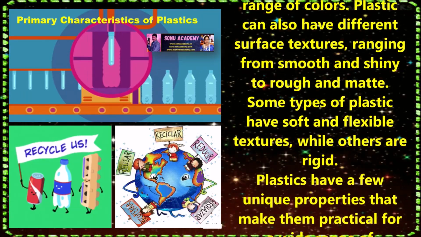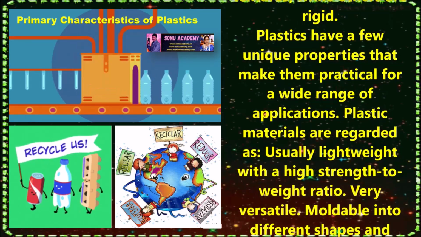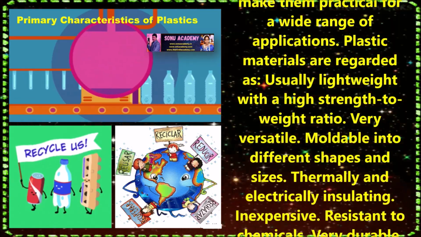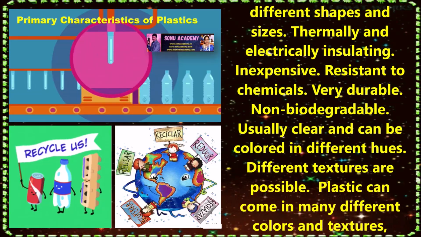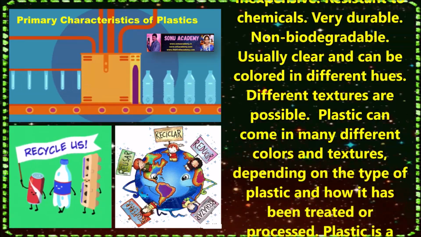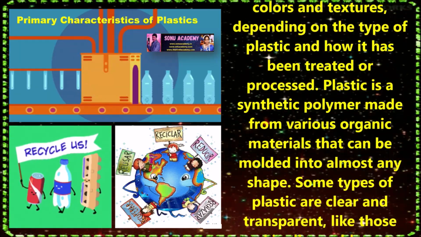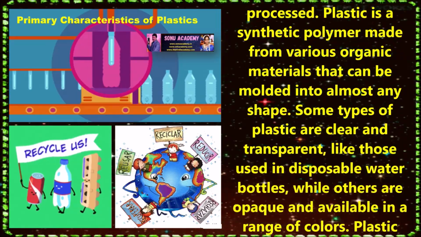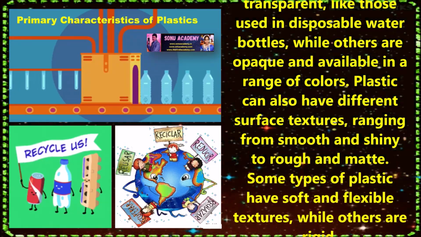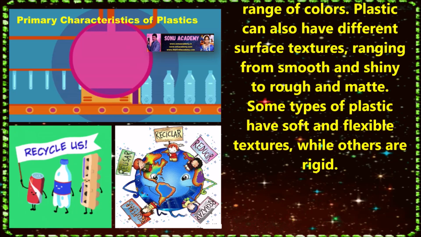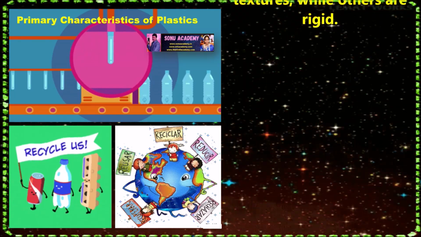Different textures are possible. Plastic can come in many different colors and textures depending on the type of plastic and how it has been treated in processing. Plastic is a synthetic polymer made from various organic materials that can be molded into almost any shape. Some types of plastic are clear and transparent like those used in disposable water bottles, while others are opaque and available in a range of colors. Plastic can also have different surface textures ranging from smooth and shiny to rough and matte. Some types of plastics have a soft and flexible texture while others are rigid.